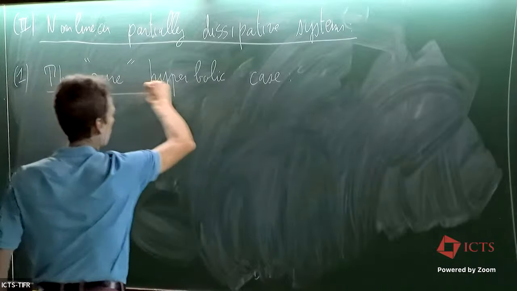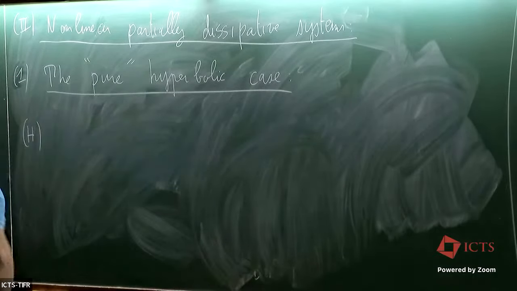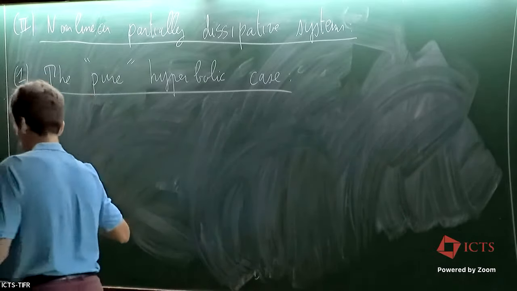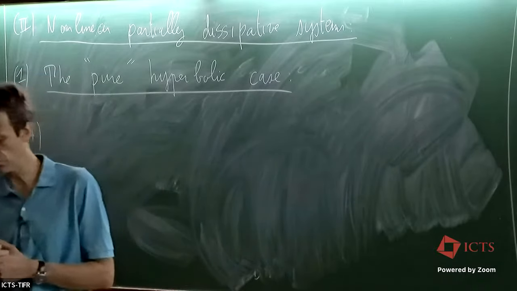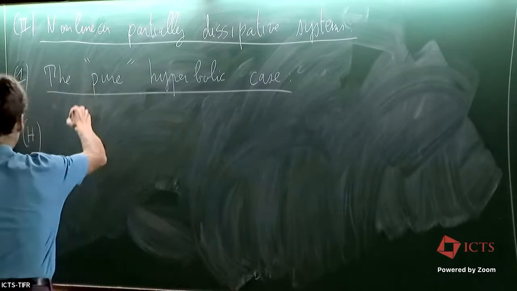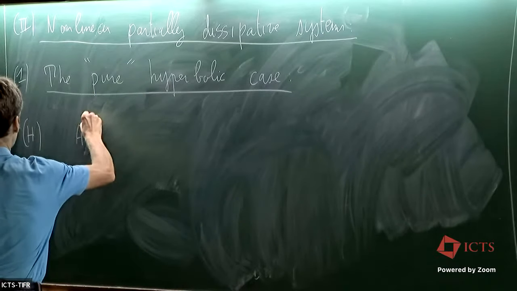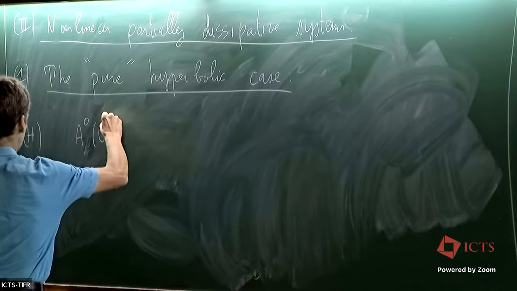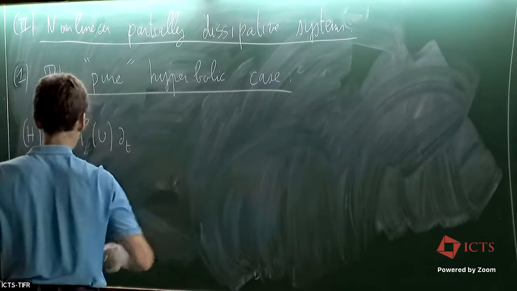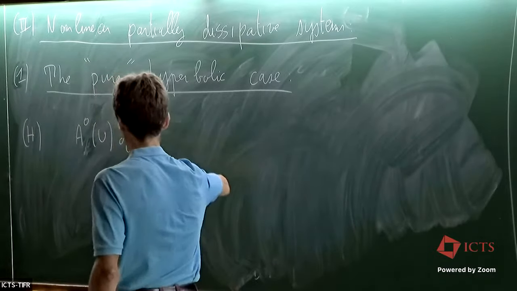So, what kind of system do I want to study? I will call them H, for hyperbolic. So I want to look at this system. It can be formally deduced from the general conservation laws that I gave in the first course. They are written like this: you have some matrix A0 of U, dt V. So maybe I'm going to write dt V. I will explain why.